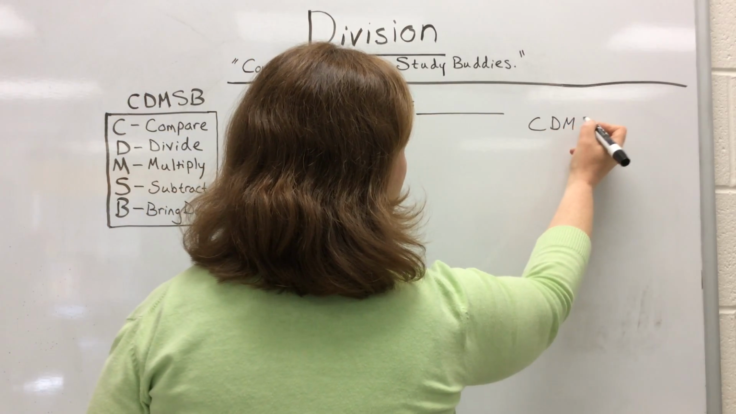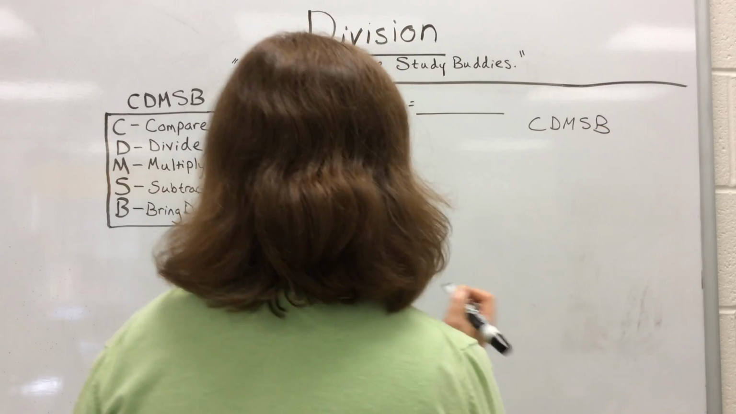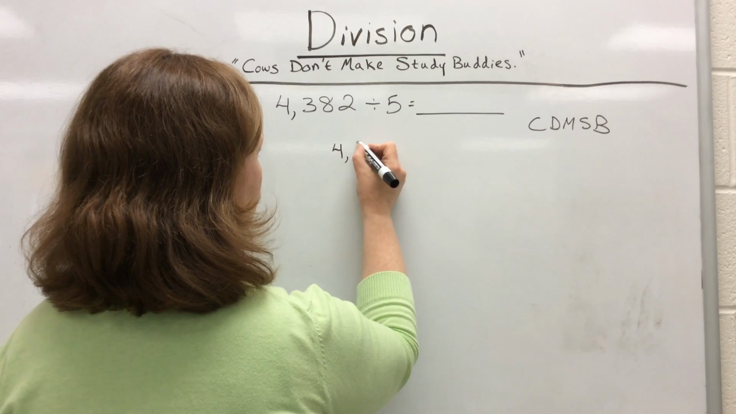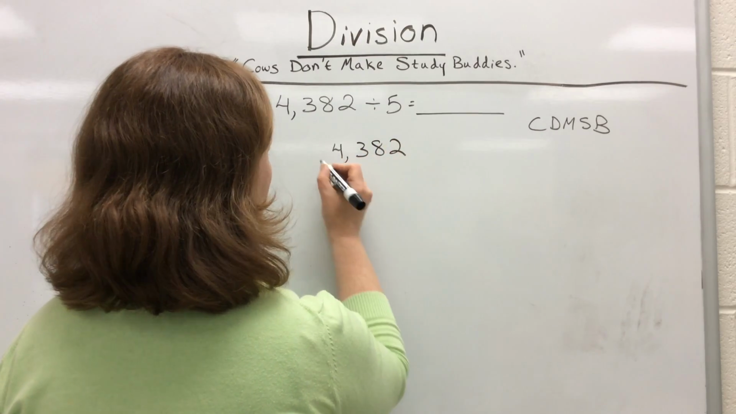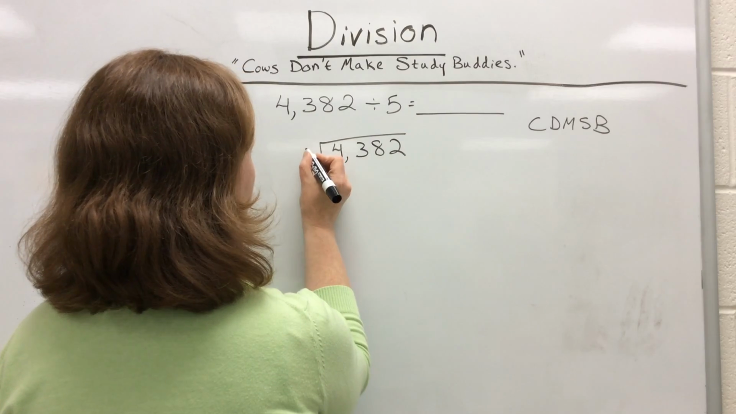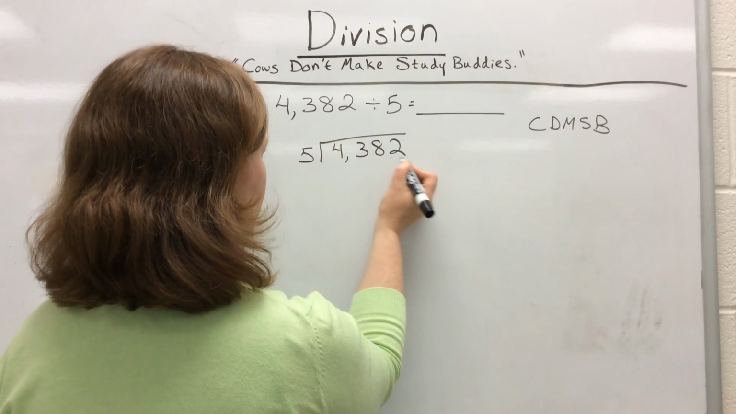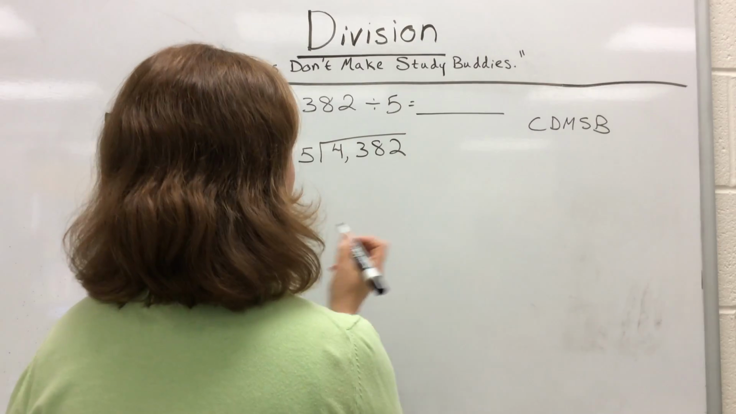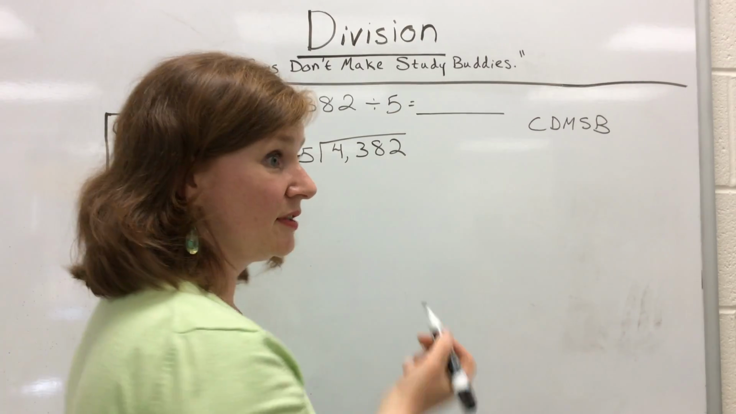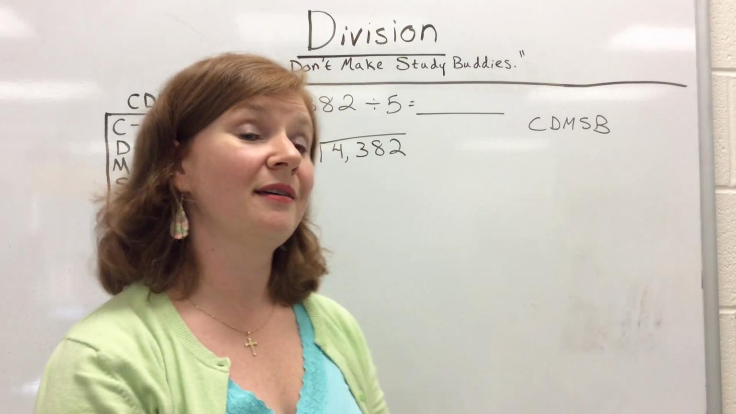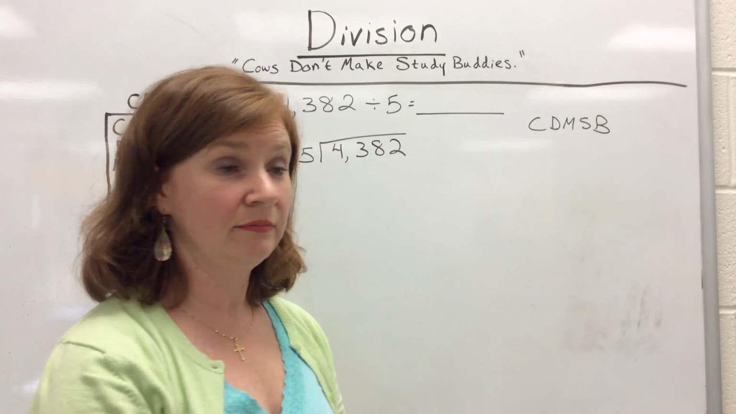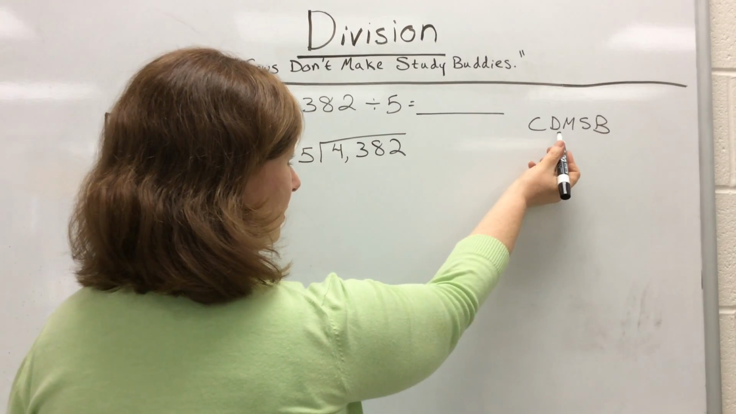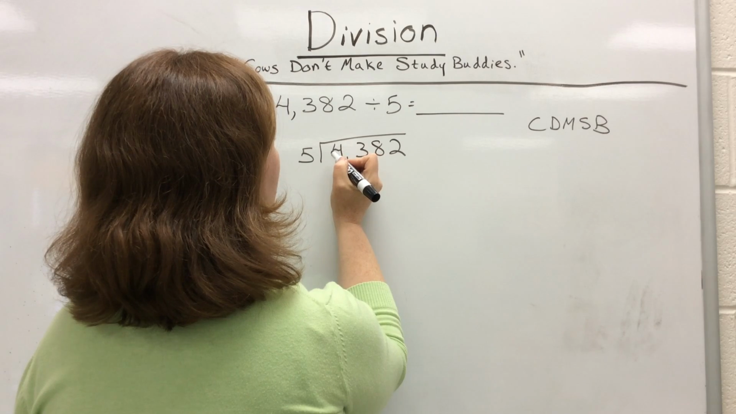Cows don't make study buddies. Okay, I'll put my dividend here, 4,382, my bracket, and my divisor on the outside. 4,382 divided by 5. First step, compare. 5 does not fit into 4. If I have 4 parking spots, I cannot fit 5 cars in there. So 5 fits into 4 0 times.